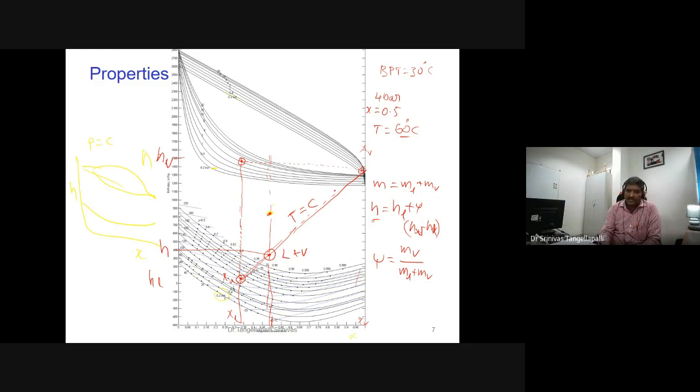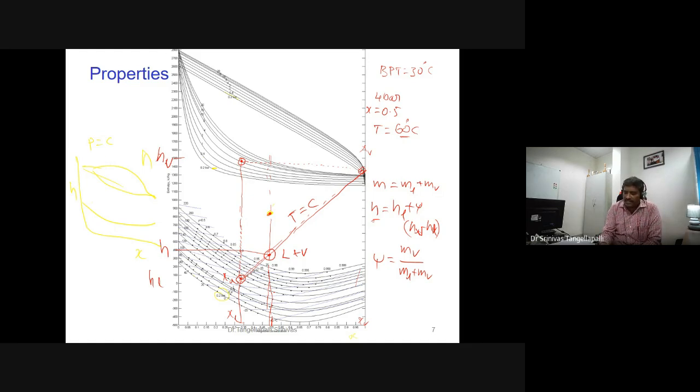What is the total length? HV and HL, the total length in terms of enthalpy on the y-axis is HV minus HL, and this length is H minus HL on the y-axis. And what about the mass? MV and M. You are showing this is MV. This length is towards the liquid side, but what mass are you showing in the equation? The vapor mass.